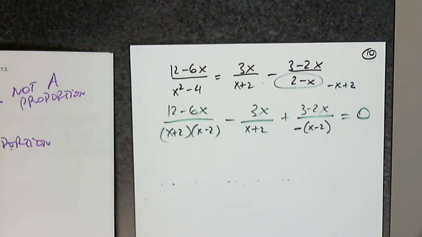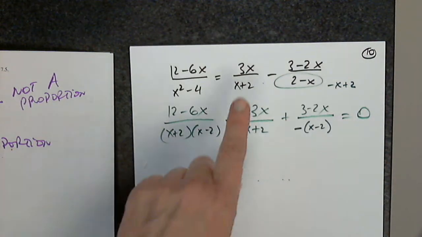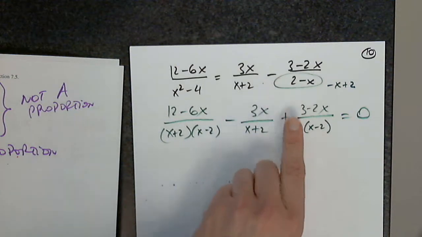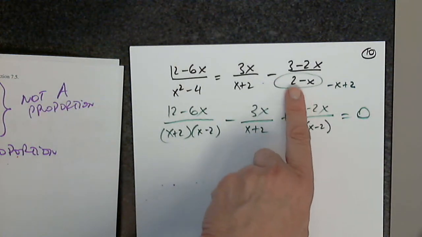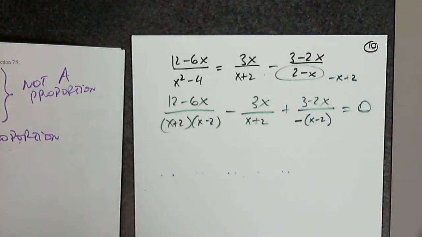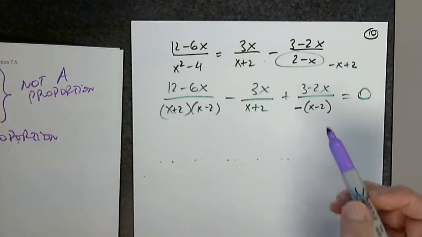Do we understand each and every step? So I moved this, it was positive, so it has to change to negative. I moved this, which was negative, I had to change to positive, and I had to rearrange this and factor out negative 1. Very good. Now one more step and then I'll find the least common denominator.